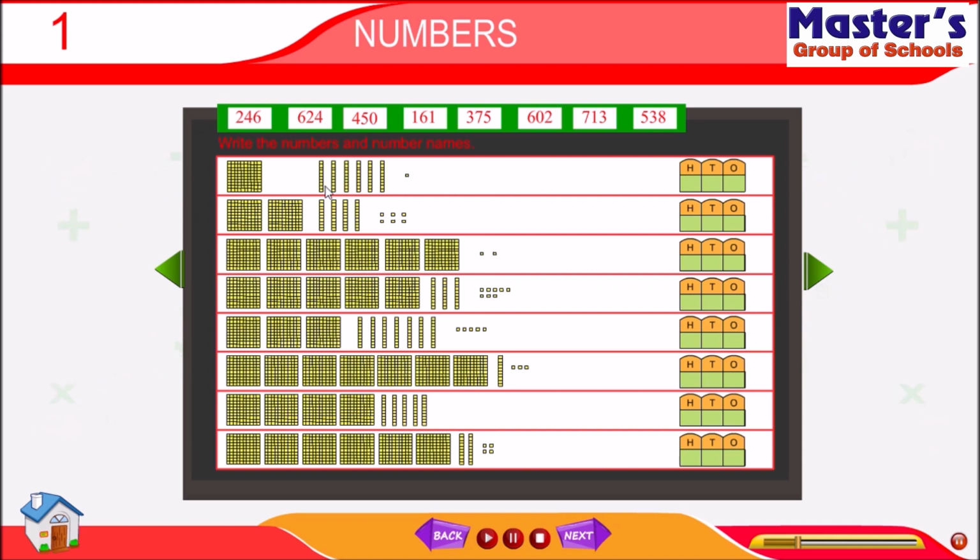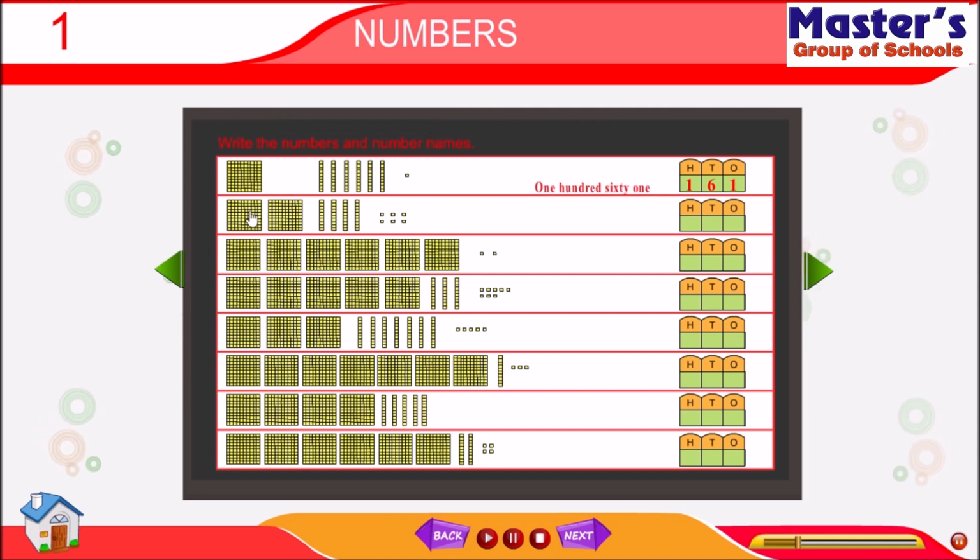And there are 6 strips. That means each strip represents 1/10. So there are total 6 strips. So there are 6 tens. So write 6 in tens place. And there is only one piece. It represents only 1 ones. So write 1 in the ones place. So the number becomes 1 in hundreds place, 6 in tens place, 1 in ones place. So the correct answer is 161.